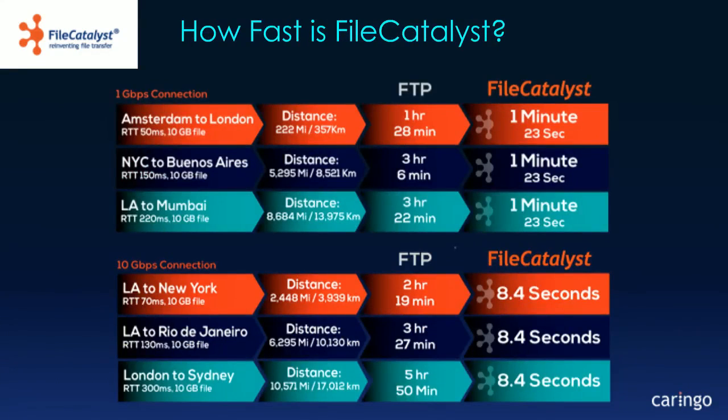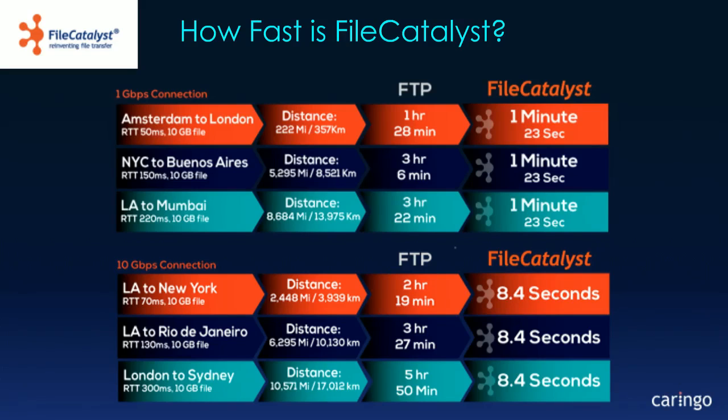And so going back to the question, how fast is FileCatalyst? If you look here, we have two charts that compare FTP to FileCatalyst. This is your standard FTP protocol and how it compares to the FileCatalyst software on various links. The top chart is a 1 gigabit connection, whereas the bottom chart shows you a 10 gigabit connection. On the 1 gigabit connection, we have different links here. The first one is from Amsterdam to London. We're transferring a 10 gigabyte file on a 50 millisecond link.